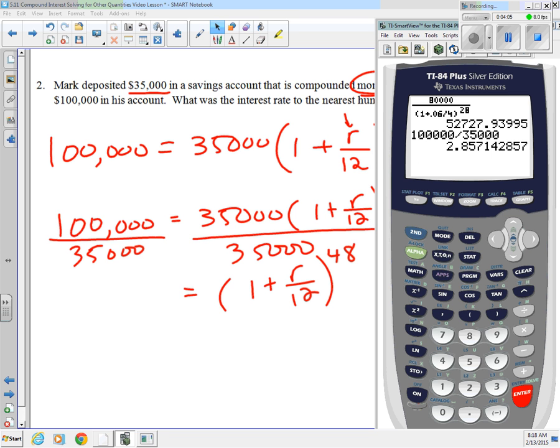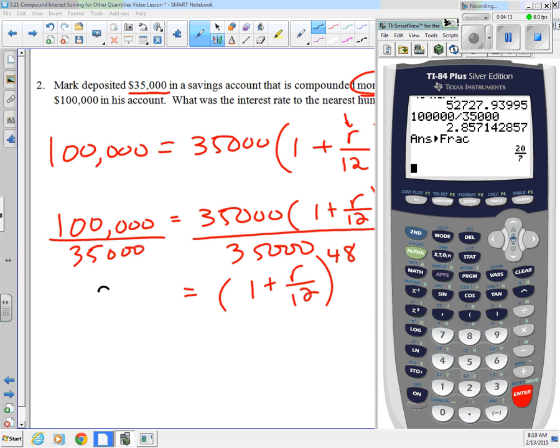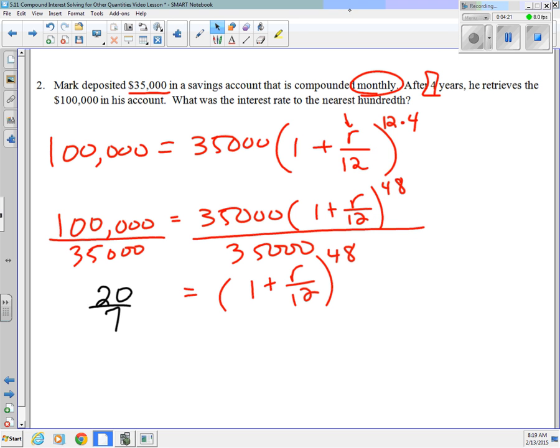And that equals 2.857142857. So here's what I'm going to do. I'm going to press math, enter, enter on my calculator and write it as a simplified fraction. I'm going to write it as 20 over 7, because otherwise I've got to either find the repetition in that decimal or truncate it. I don't want to do that till the end of the problem. Okay, so now I have 20 over 7 equals 1 plus R over 12 to the 48th power.